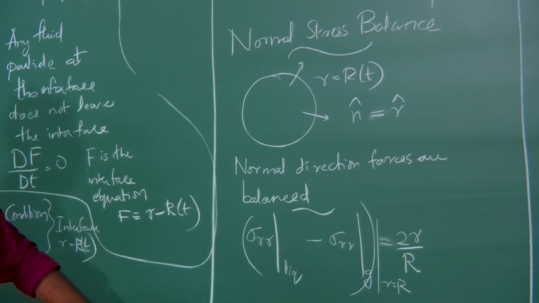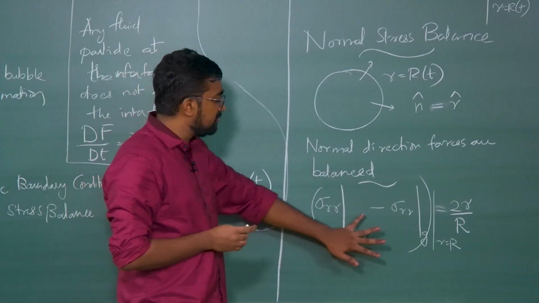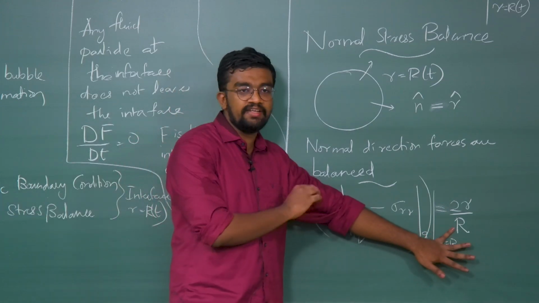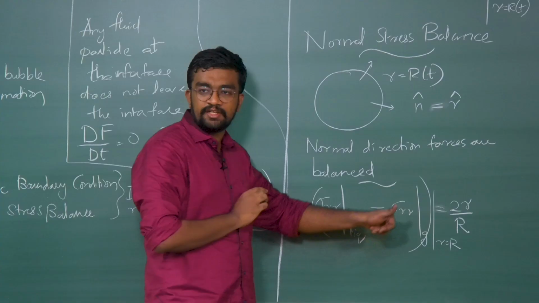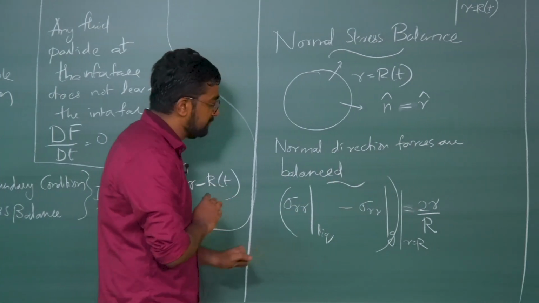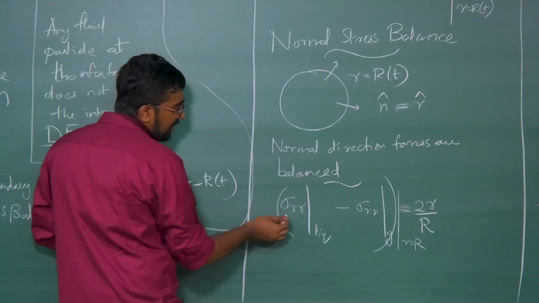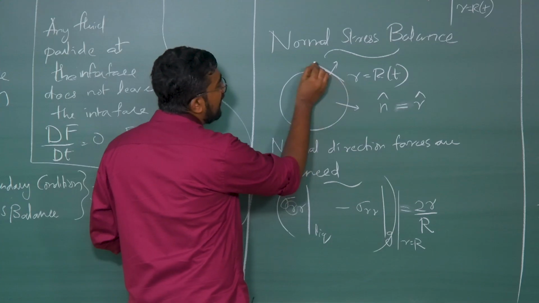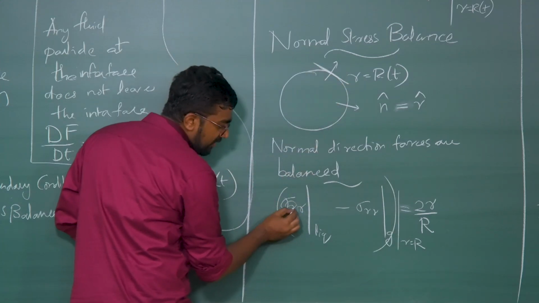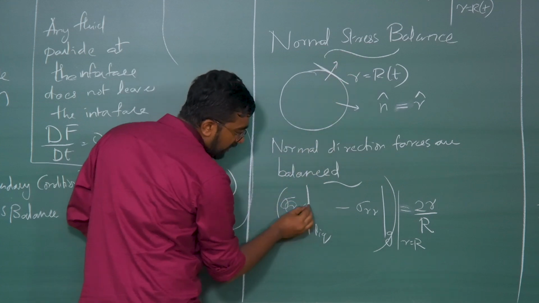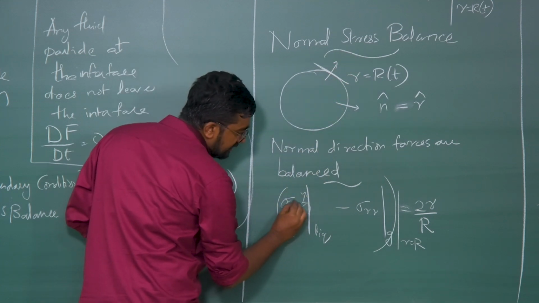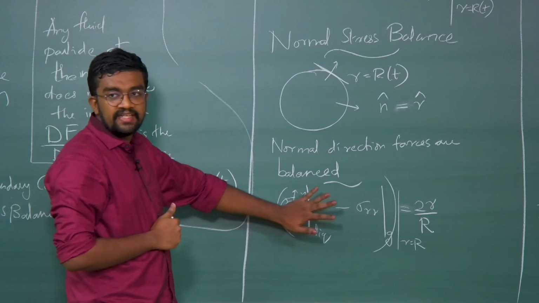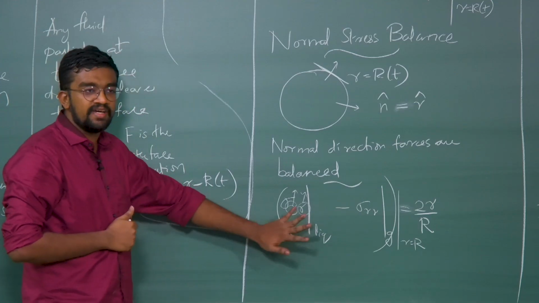So, what did I do? I balanced the force from the liquid side and the gas side using the surface tension at every given time. A basic force balance in the normal direction. So, sigma RR means the force acting in the plane which has a normal component small r, in the direction small r. This is the direction and this is the element on which it acts. So, here in the normal stress balance, both are sigma RR.